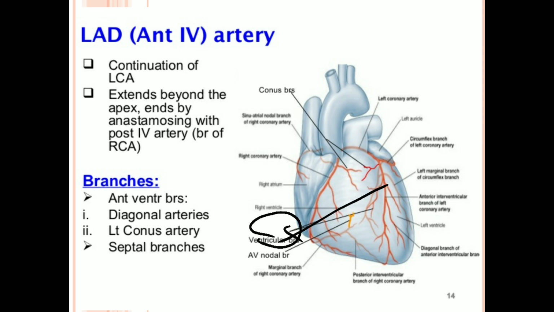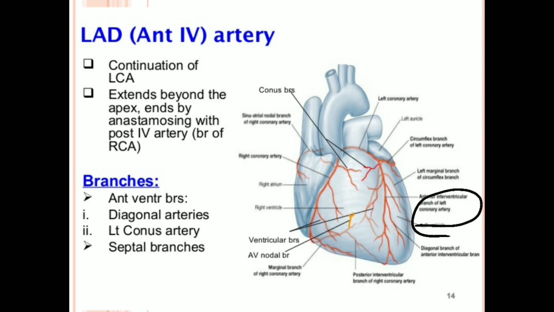Then there is the left conus artery. We have seen that the left conus artery forms an anastomosis with the right conus artery. Then comes the left anterior ventricle. These are the ventricular branches. Then the septal branches. So these are the branches of the anterior interventricular artery. Next, you have seen the left coronary artery, and one branch is this one.